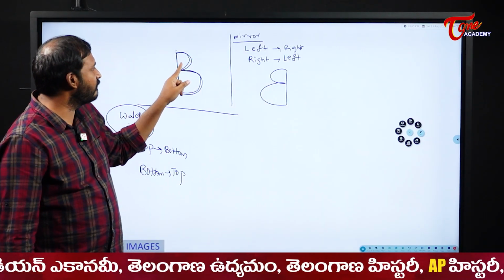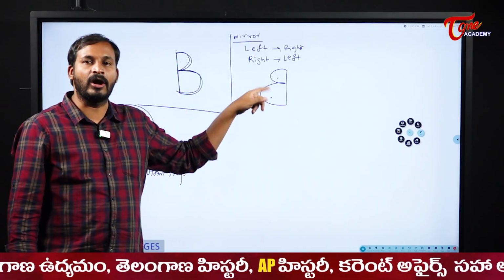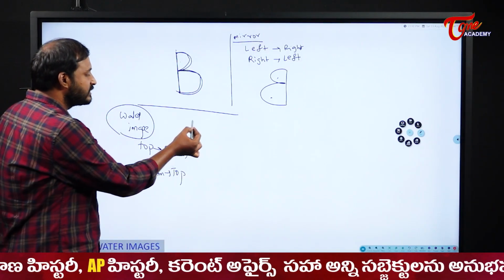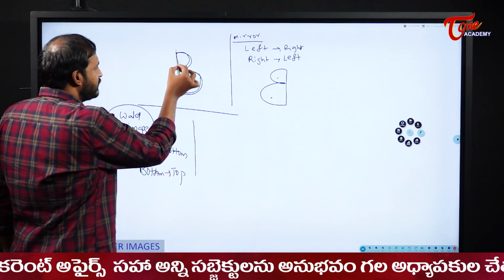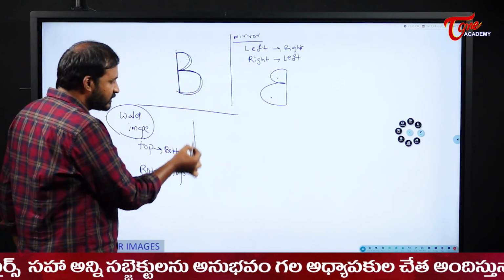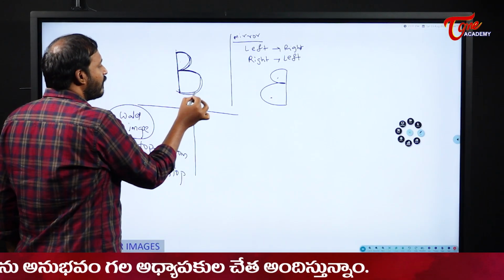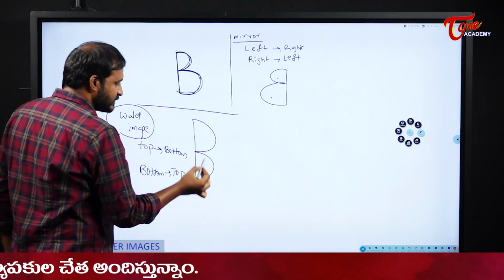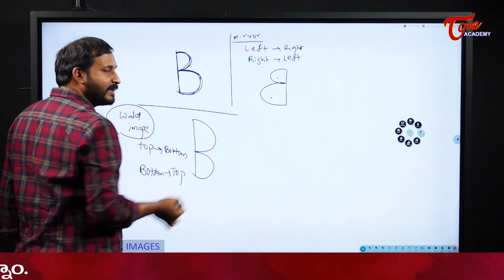Why? Because the small one is at the top and the big one is at the bottom. So here top and bottom will not be changed, just left and right will be changed. But in case of water image, left and right will not be changed, but top and bottom will be changed. So if the vertical line is towards the left, here also I will have it towards the left. But this top will come to the bottom and the bottom will go to the top. So here I will have it like this. So this is the water image and this is the mirror image.